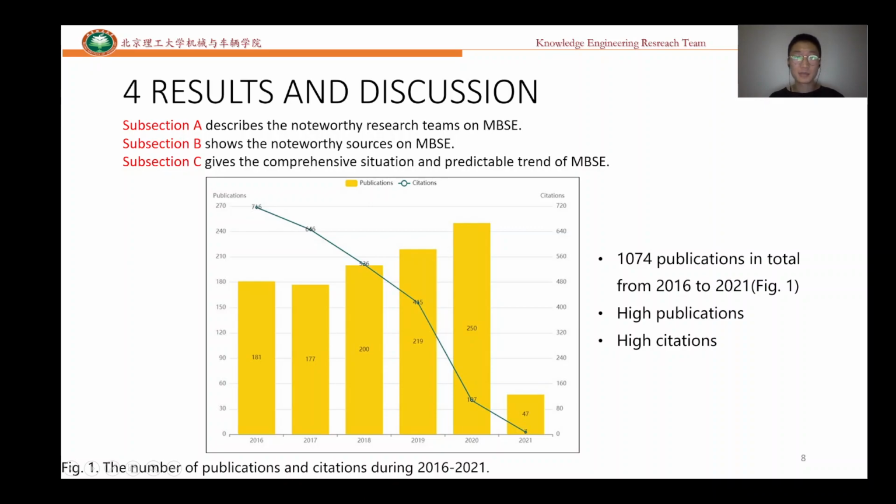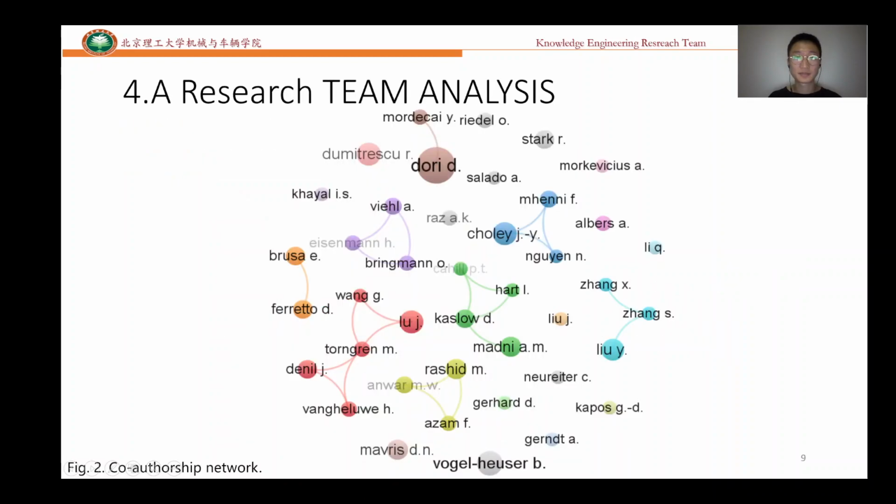In all, this paper collected 1,074 publications in total from 2016 to 2021. The number of publications on MBSE was on a steady increase year by year. In 2016 and 2017, the average number of citations reached 3.8.